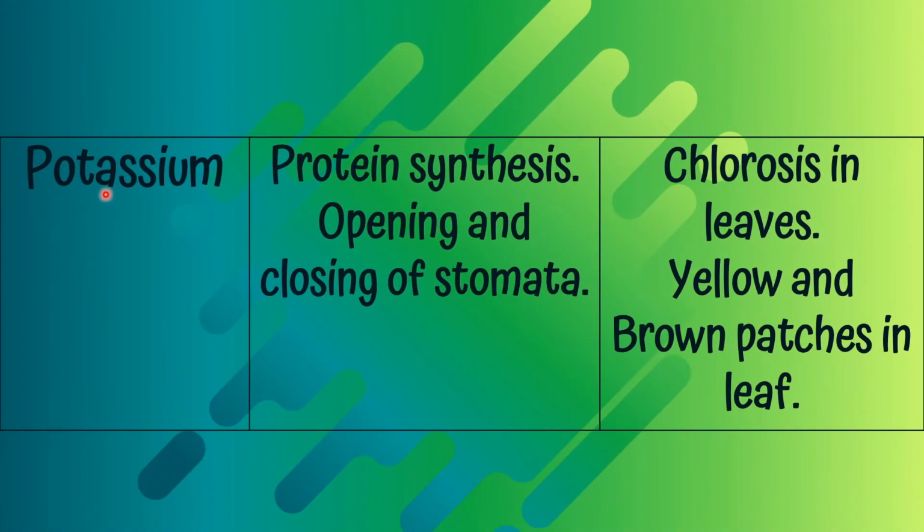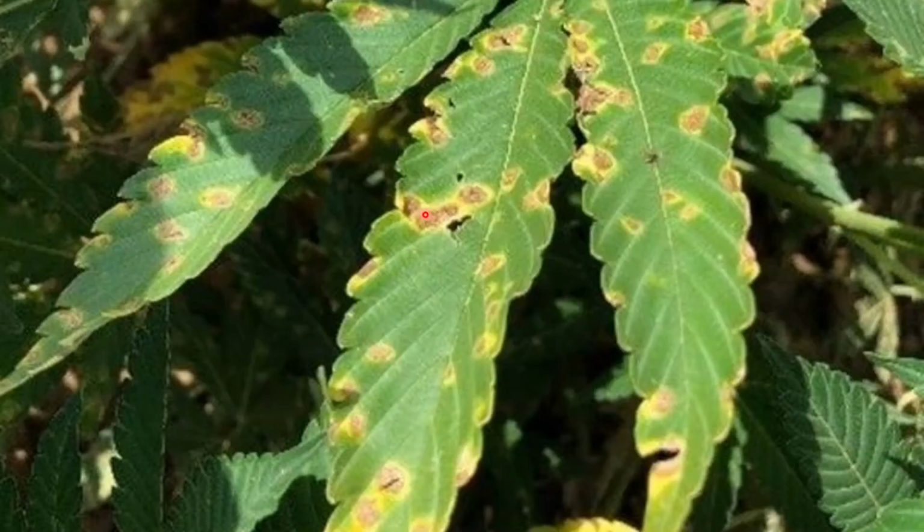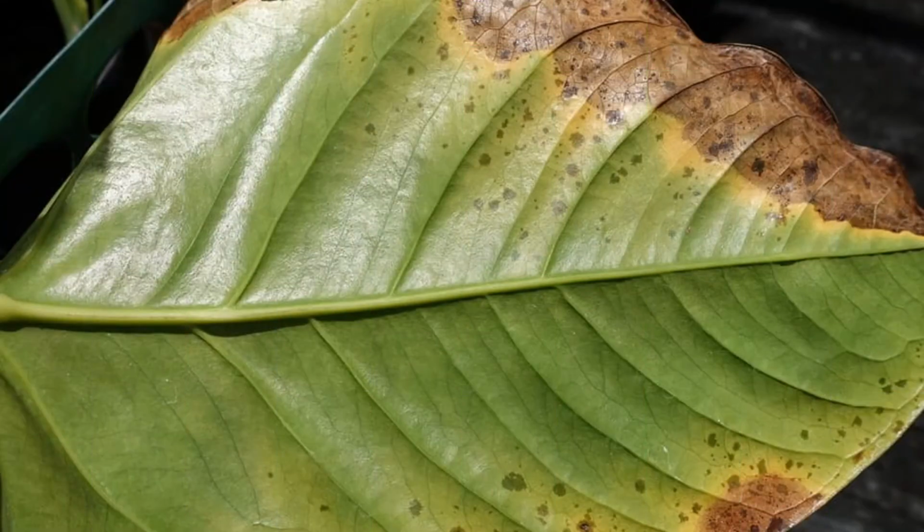Let's talk about another element, potassium. The functions are protein synthesis, opening and closing of stomata. Stomata is an organ present in leaves that is helpful for transpiration. And deficiency symptoms are chlorosis in leaves, yellow and brown patches in leaf. In this leaf you can see yellow and brown patches.